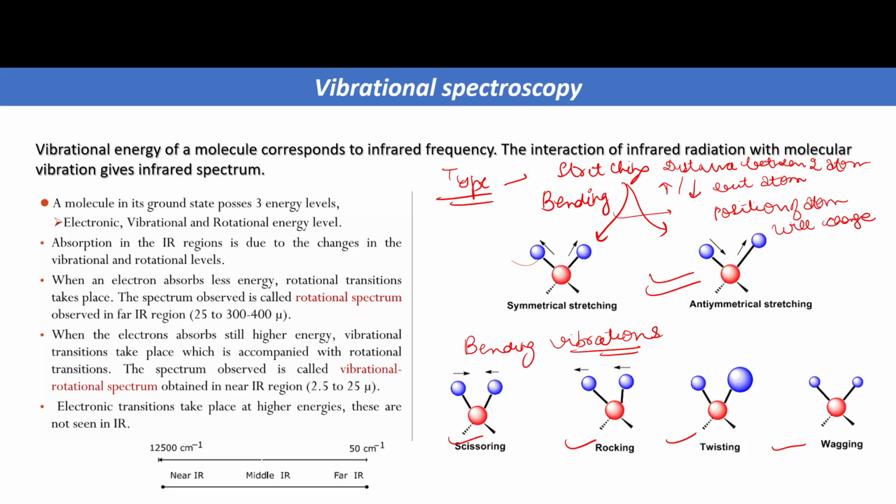So we learn about two types of vibrations: stretching and bending. In stretching, the distance between two atoms will either increase or decrease, but the position will be the same. In bending, the position of the atom will change. Further, bending is divided into four parts: scissoring, rocking, twisting, and wagging. What happens in scissoring? If we look at this diagram, in scissoring these two atoms are approaching each other.